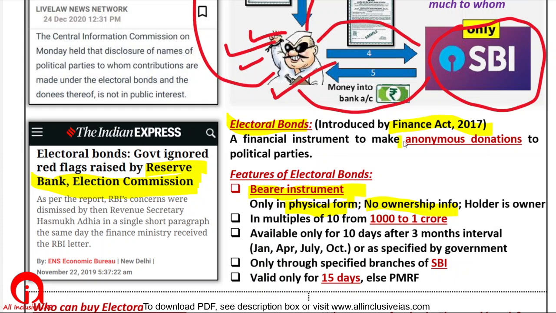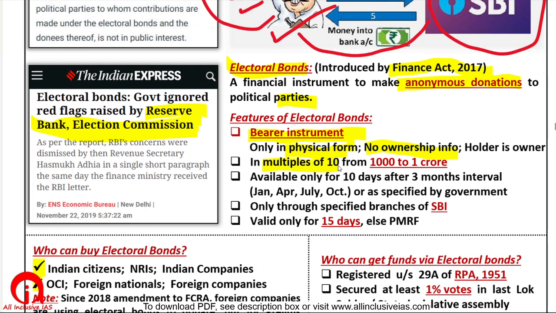The purpose is to make anonymous donations to political parties. It is available in denominations from 1000 rupees to 1 crore in multiples of 10. It is not available throughout the year. It is available only for 10 days after a 3-month interval, or as specified by the government. Like if there is an election, a West Bengal election or anything like that, before that the government will notify the dates during which electoral bonds can be purchased from the SBI.